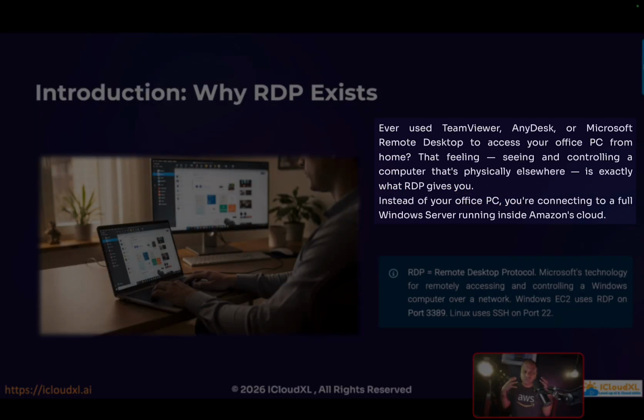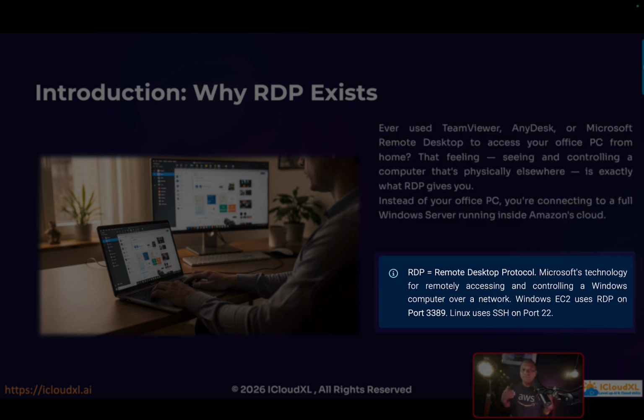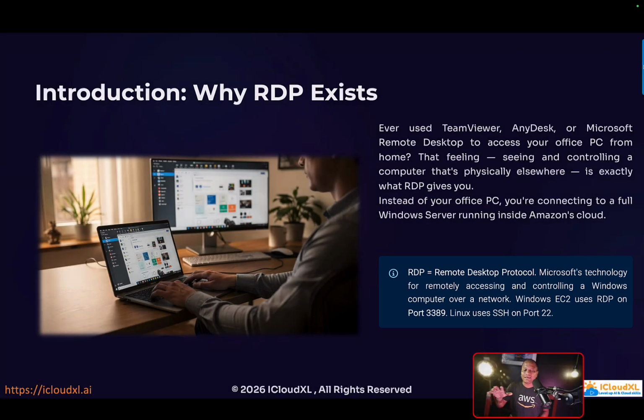If you have ever used TeamViewer, AnyDesk or Microsoft Remote Desktop to access your office PC from your home, RDP is going to give you the same experience. RDP is a Microsoft technology, Remote Desktop Protocol, and this technology allows you to access and control a server over the network. The server can be in any part of the world. It may be running in the California region. It can be running in US East 1. It doesn't matter where it is. You can access it from anywhere. I created a Windows EC2 instance in the Mumbai region, and I'm accessing it from Kolkata right now.